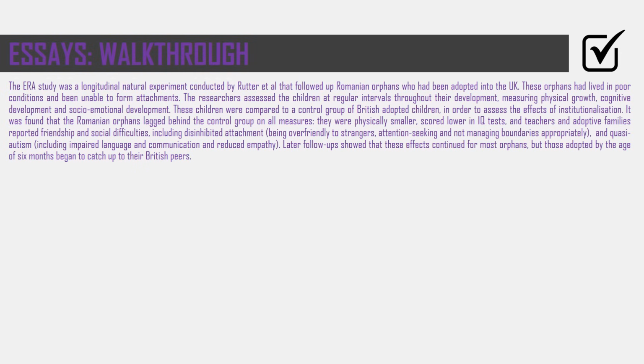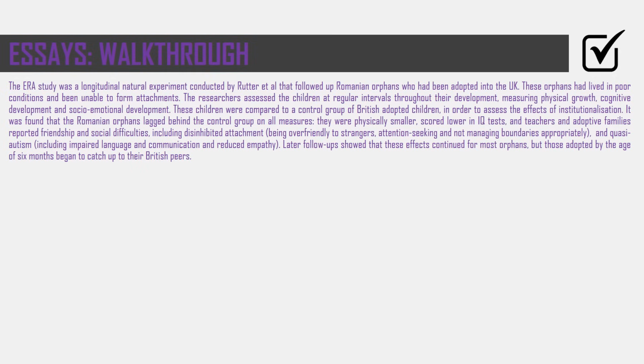The researchers assessed the children at regular intervals throughout their development, measuring physical growth, cognitive development, and socio-emotional development. Okay, so I don't have to know exactly what ages they were tested at. If you know that, brilliant, include that. That'll impress the examiner. But it's not a key study. These children were compared to a control group of British adopted children in order to assess the effects of institutionalisation. So that's the procedure.